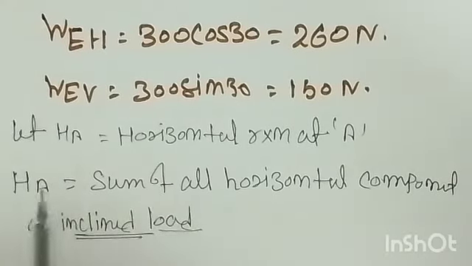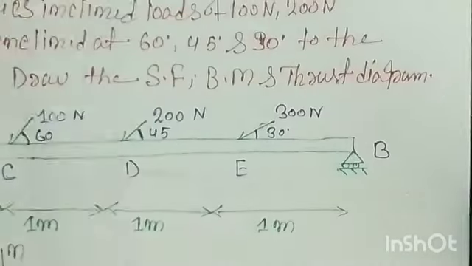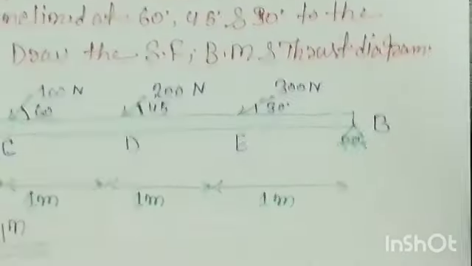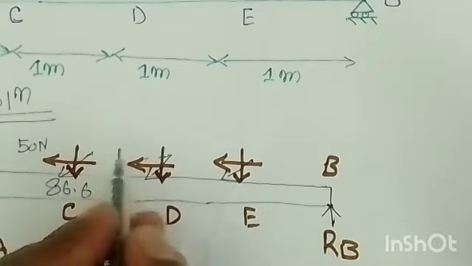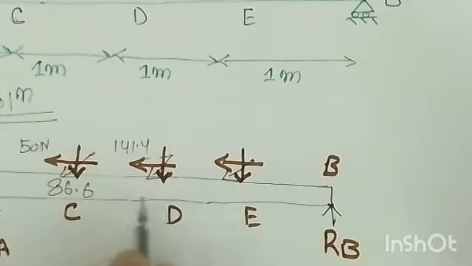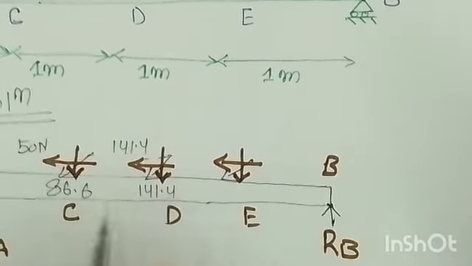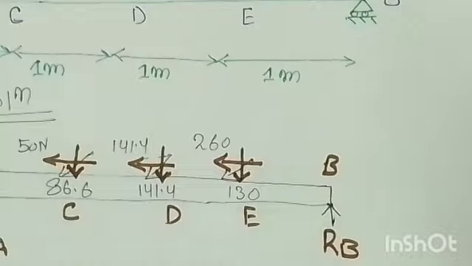So here you can say HA is equal to what? Sum of all horizontal components of inclined load. That means if you look at this again, how many horizontal loads are there? That is this and this. So these values we have not written, I think. So you can write these values, right? Its value is 141.4 and this is also 141.4, that we forgot actually. So the horizontal component for this is 260 and this is 130, right?